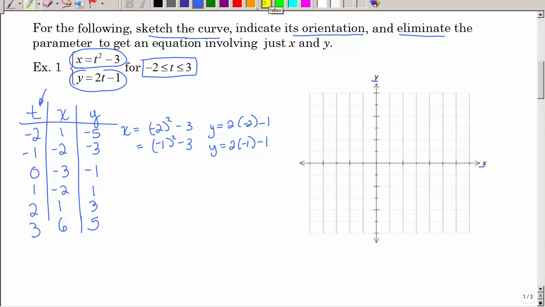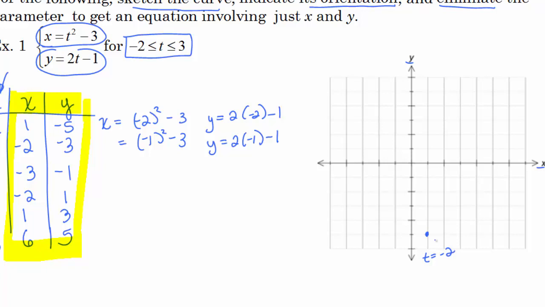Now it's time to plot these points on our XY coordinate system. Alright, so we're going to plot 1, -5 just like you've done forever. And this is when t equals -2. I'm doing that so I know the orientation, since the lowest value of t is -2. Then I'm going to plot the next point. And again, this is when t is -1.